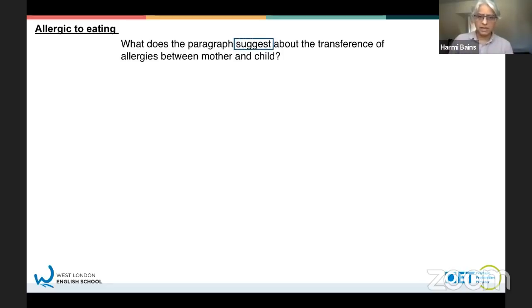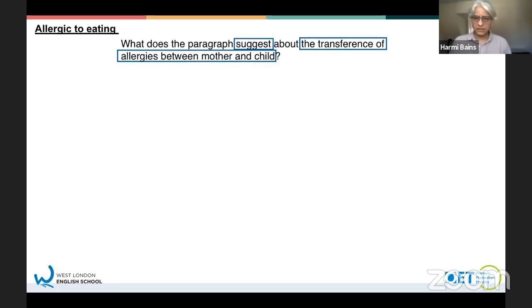You can see here the verb is suggest. So it's not going to be that direct. You're going to have to read between the lines, if you like. You're going to have to maybe infer a little bit. Let's have a look here. It says the transference of allergies between mother and child.